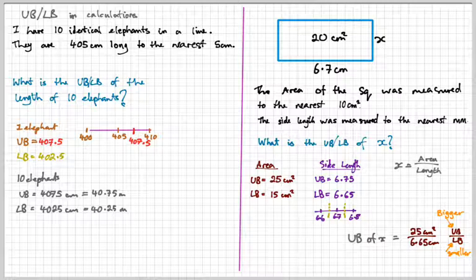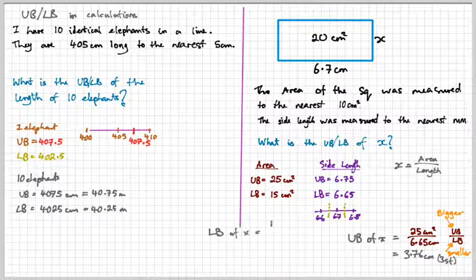Think about it. 10 divided by 2 is bigger than 10 divided by 3. So if we do the upper bound divided by the lower bound, that will maximize x and give us the upper bound for x. Okay? In this case, the upper bound, if we do this on our calculator, will be 3.76 centimetres to 3 significant figures. Lovely. Hopefully that gives you an intuition for how to do the lower bound.